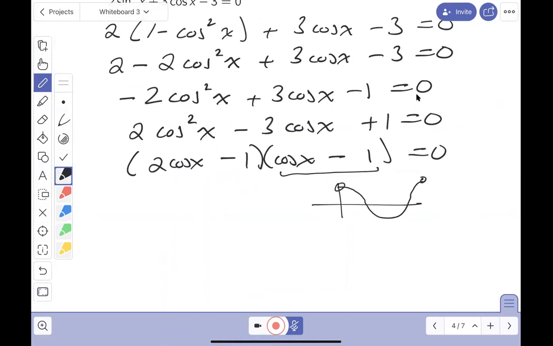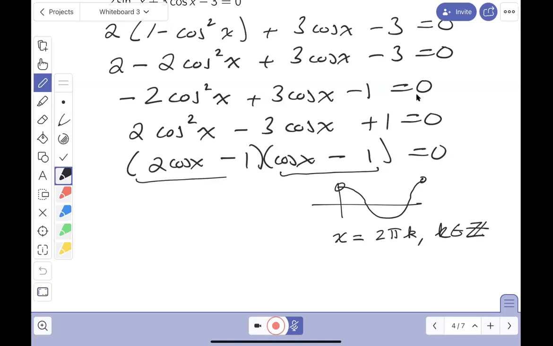Right, I'll write that down for you. So x would be any multiple of 2 pi. So 2 pi k, with the understanding k is some integer. All right, let's do the next one.